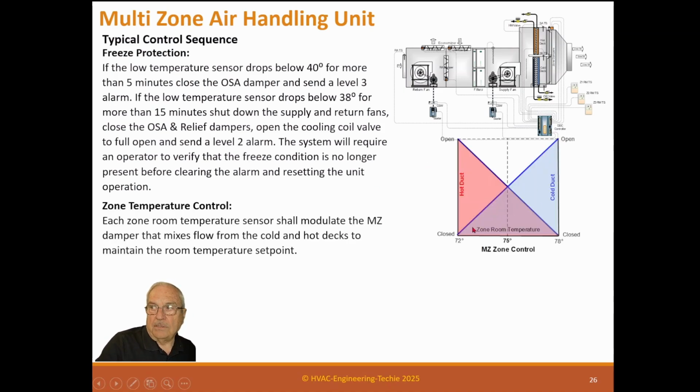And here is the temperature control zone. Each zone room temperature sensor should modulate the multi-zone damper that mixes flow from cold to hot decks to maintain the room temperature set point. So these dampers, here's the hot deck and cold deck, are actually hooked on the same shaft. As it gets colder, the cold deck is closed and the hot deck is fully open. And so it's mixing air here as it goes down. This is the way these dampers work.